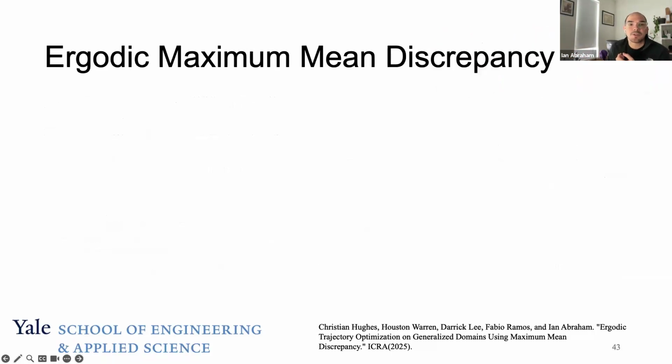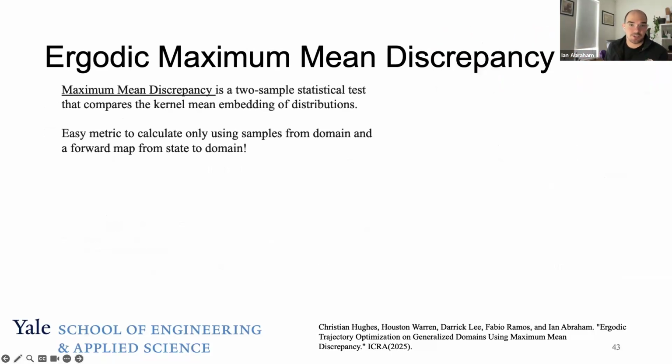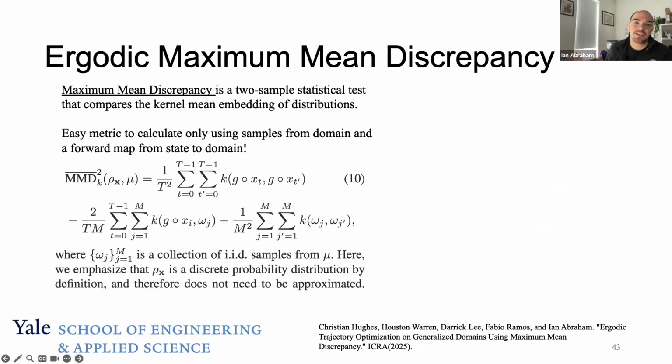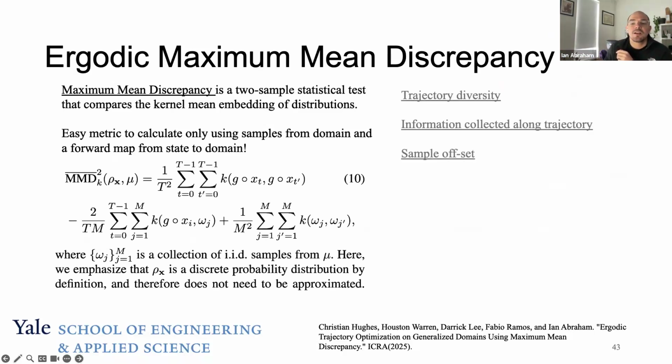The way we did it was through something called maximum mean discrepancy, or ergodic maximum mean discrepancy. The idea is that maximum mean discrepancy is a two-sample statistical test. It compares two distributions through their samples alone, and it embeds the samples in a kernel mean embedding. So we're looking at modes in a Hilbert space. That sounds complicated, but it's very easy to compute using only samples from the domain and knowledge of how my robot projects itself onto that search domain. It ended up being a really clean sum over samples of your domain.